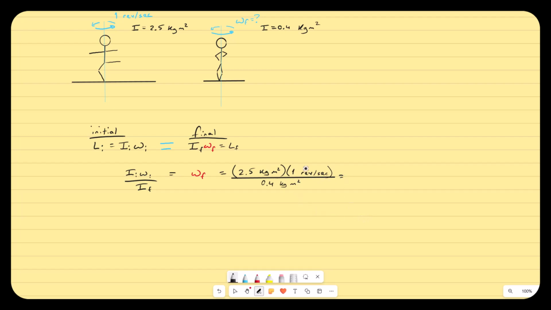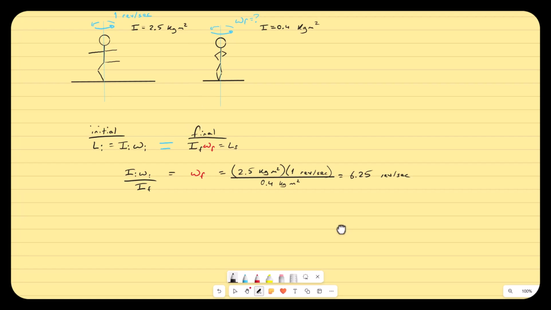And when I do that, I get a final speed of 6.25 revolutions per second, which is fast. You're spinning around 6 times in 1 second, but if you've watched Olympic figure skating, they do spin really fast. So 6.25 revolutions per second.